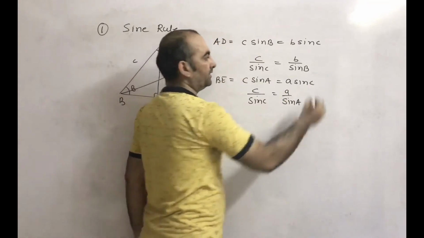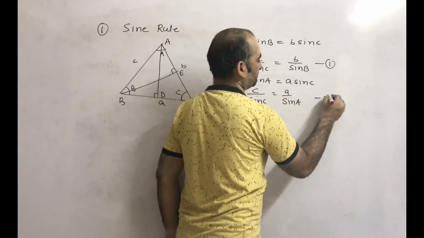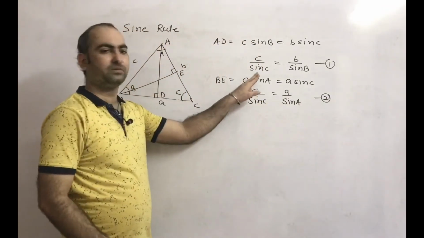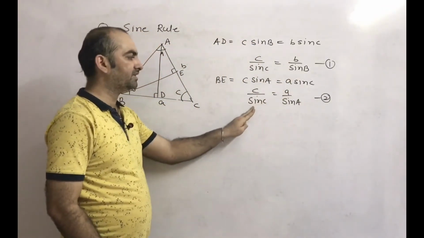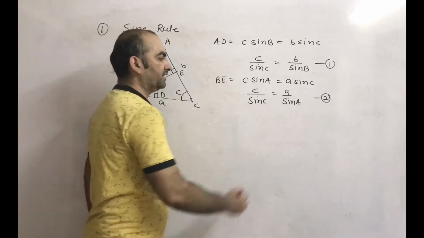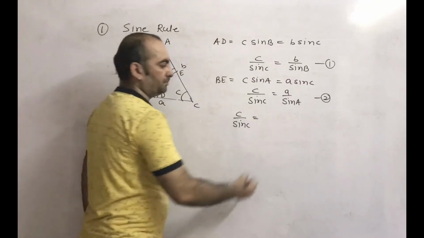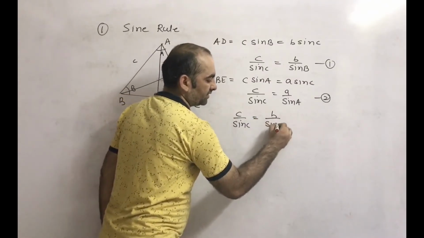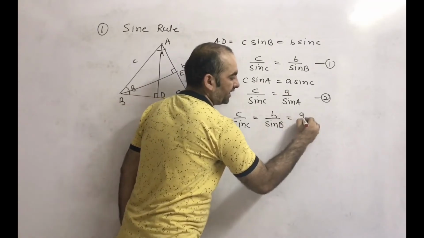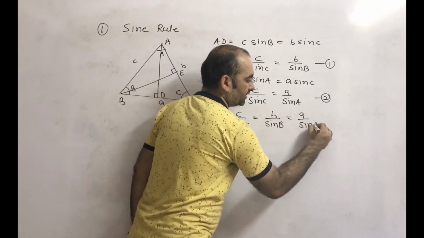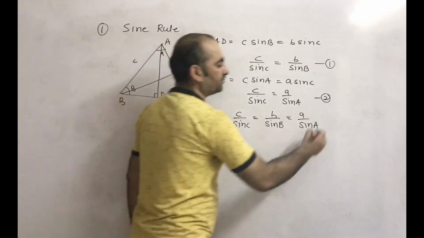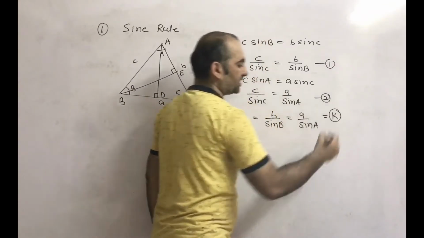Okay, now this is equation 1, this is equation 2. Okay, c by sine C is b by sine B, and c by sine C is a by sine A. So from here we can say that c by sine C equals b by sine B equals a by sine A. This is called sine rule, and this is equal to some constant. This constant we will find out.